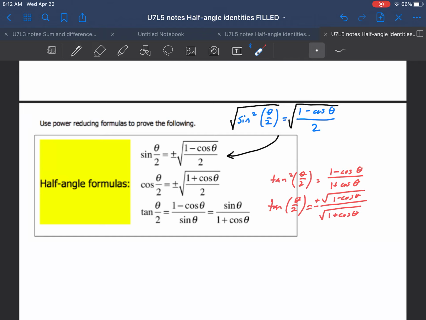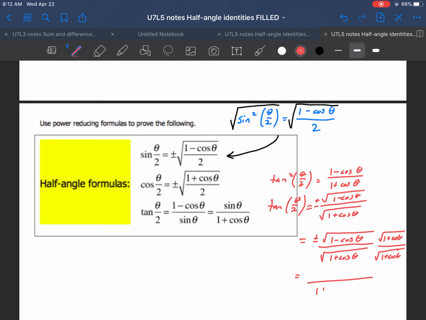So this is equal to plus or minus square root 1 minus cosine theta over square root 1 plus cosine theta. But now I'm going to multiply top and bottom by 1 plus cos theta. Okay, 1 plus cos theta.